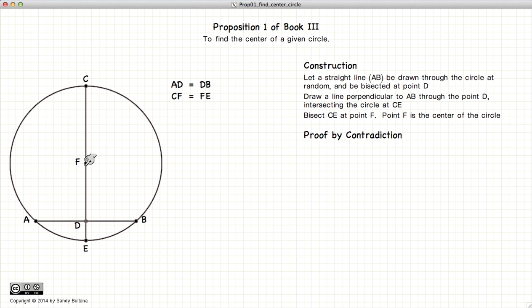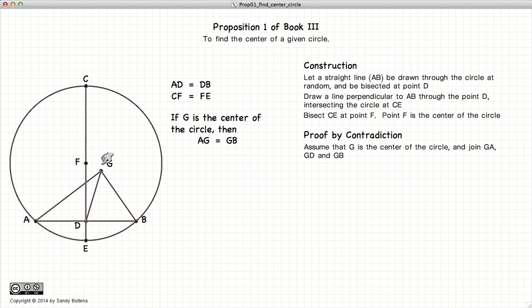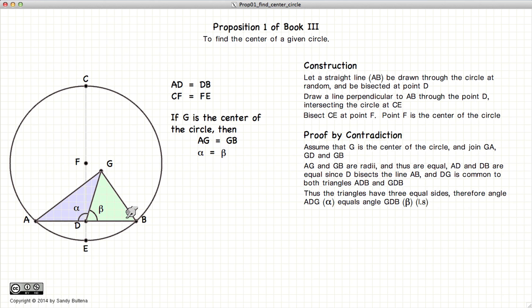Now, to prove that F is the center of the circle, we are going to use the method of contradiction, which means we are going to assume some other point is the center of the circle and show that this leads to a contradiction. So let's assume that G is our center of the circle and draw the line AG and GB. Now, since AG and GB are theoretically the radii of a circle, they would both be equal in length.